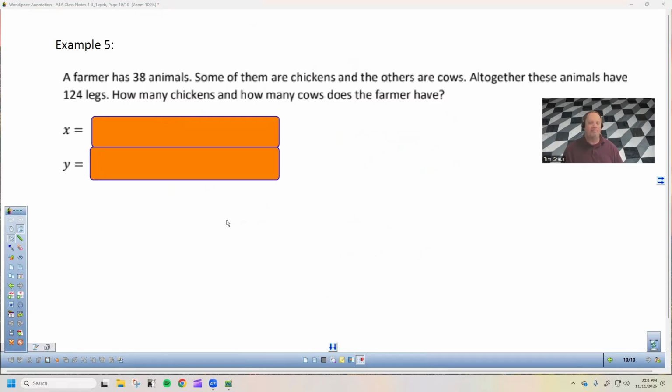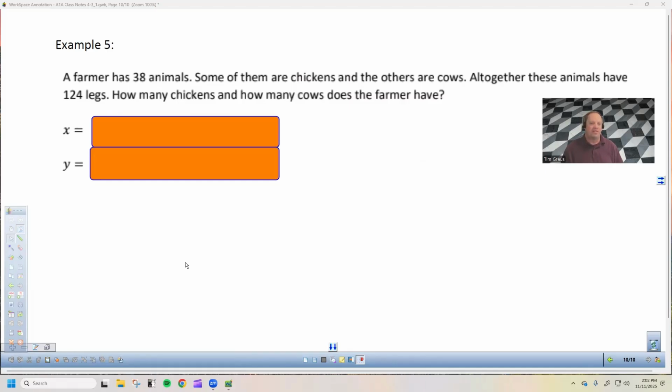Our last example is a word problem. We're going to solve this word problem by creating a system of equations and then solving the system of equations. It says a farmer has 38 animals. Some of them are chickens and the others are cows. Together, these animals have 124 legs. How many chickens and how many cows does the farmer have?